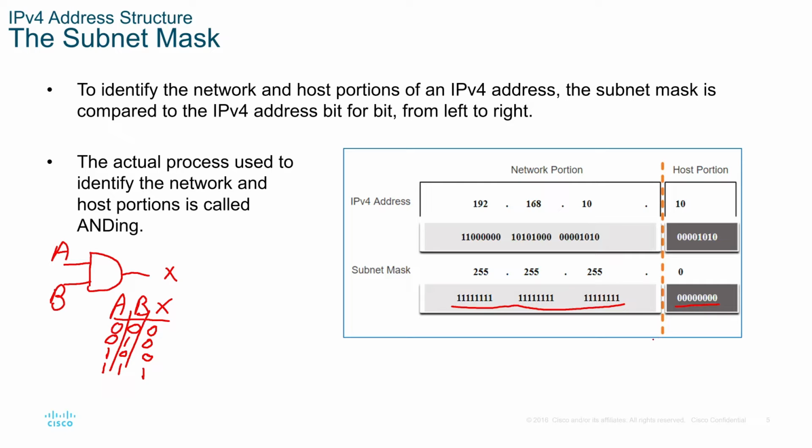A subnet mask is always a series of ones coming in from the left. The host portion is always a series of zeros coming in from the right. Where the transition goes from 1 to 0, that determines the network portion to the left, the host portion to the right.